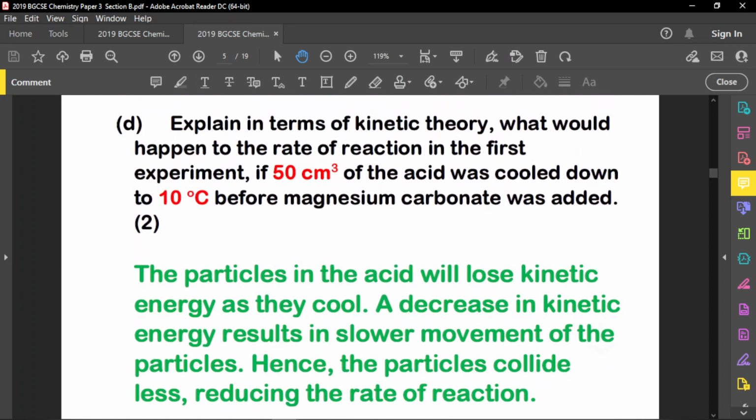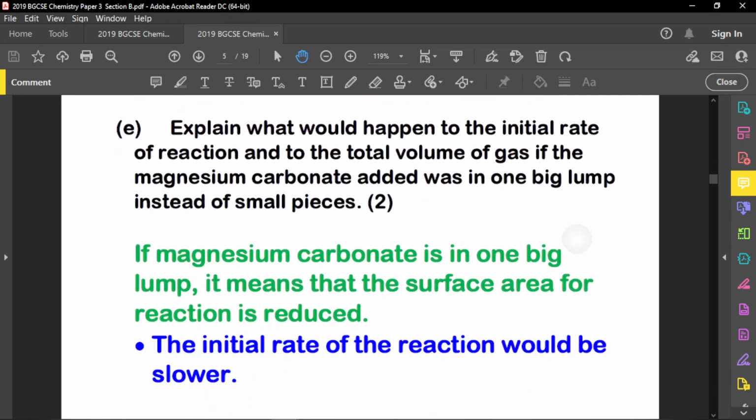All right, next question, notice part E. For part E, it said explain what would happen to the initial rate of reaction and the total volume of gas if magnesium carbonate was in one big lump instead of small pieces. So you have one big lump, and what this simply means is that there is less surface area. The surface area decreases. So if magnesium carbonate is in one big lump, it means that the surface area for reaction is reduced. All right, smaller pieces, greater surface area.